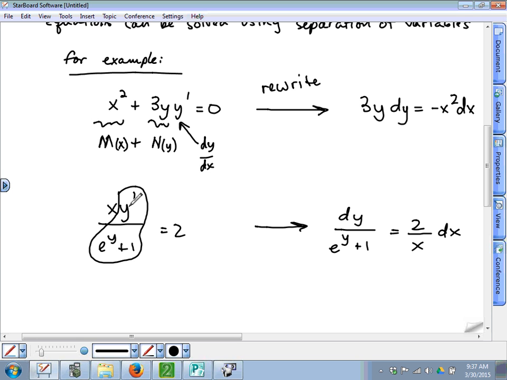Notice I'm changing the y primes into dy dx's, because you gotta separate the dy from the dx. What is a dx? Wait, are you not down to do that, Gabe? I'm gonna deal with it.